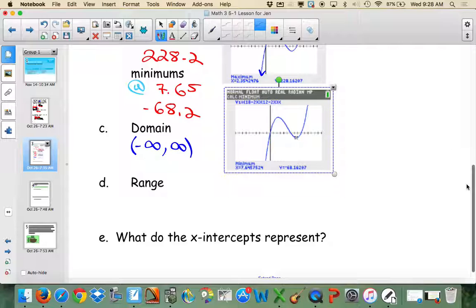And then obviously the range, that one's a lot easier to look at, more obvious to see here. So this one's going down forever, and this one's going up forever. There's no gaps in there, so this one is also negative infinity to positive infinity.